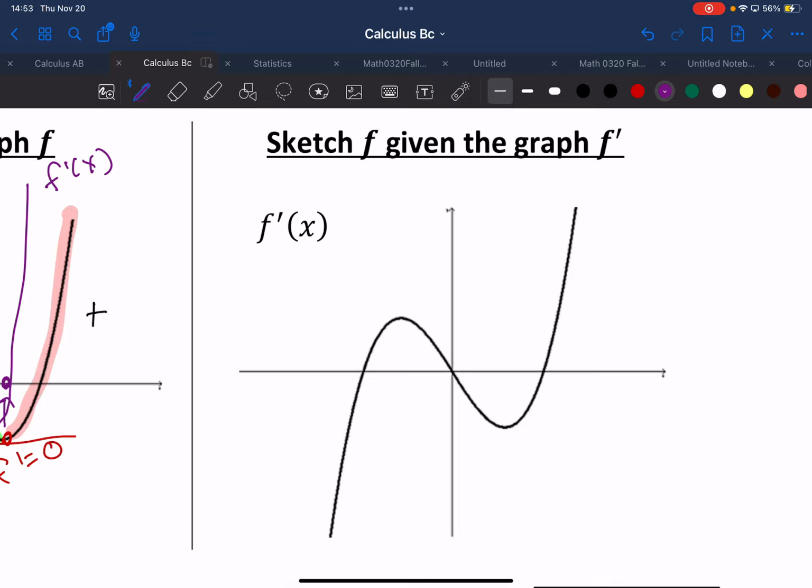To figure out how this is going to go, we're still going to look at where it's positive or negative. But since we're looking at the derivative, remember everything below the x-axis is going to be negative, and everything above the x-axis is going to be positive. So I'm going to first label that part. So I have negative, negative, positive, positive.